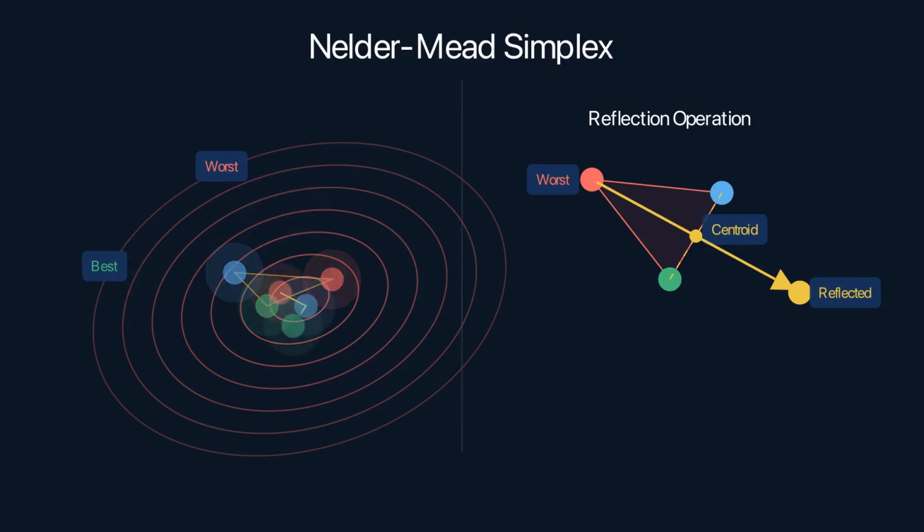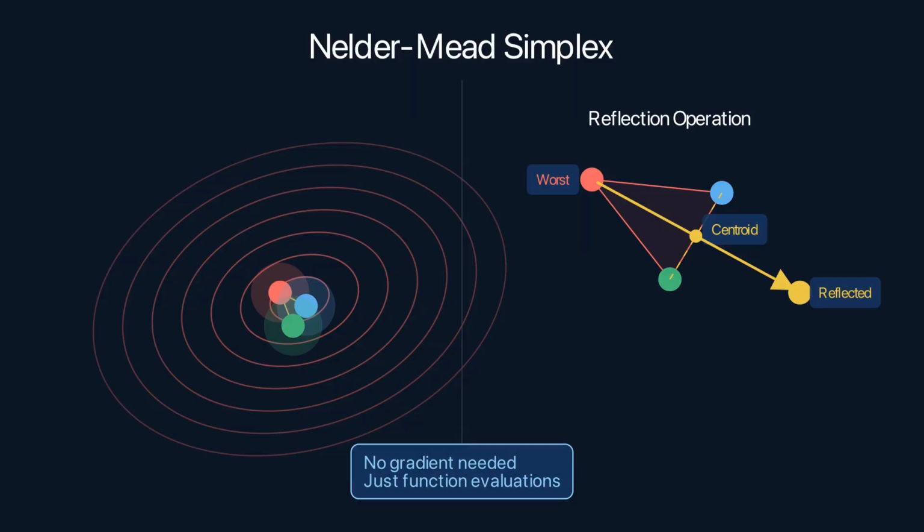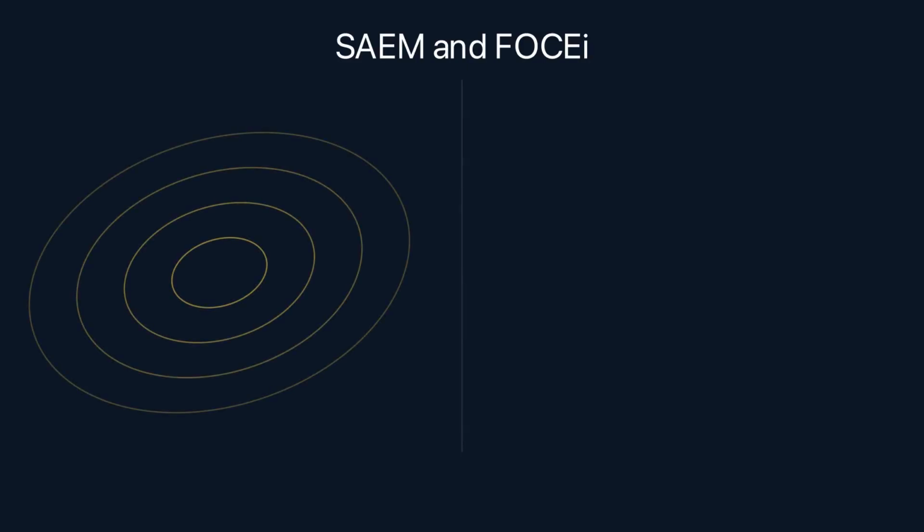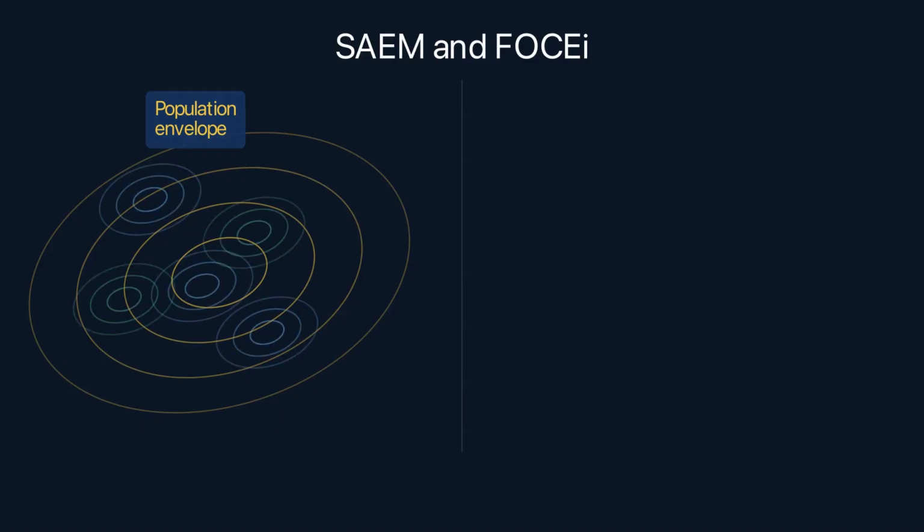In biology, Nelder-Mead is used for fitting models where the gradient is unavailable or unreliable: complex simulation models, discrete event systems, and black box objective functions. In pharmacometrics, the terrain has a special structure: population models with random effects. Each patient is a valley, and you need to find the population-level valley that accounts for all individual valleys simultaneously.